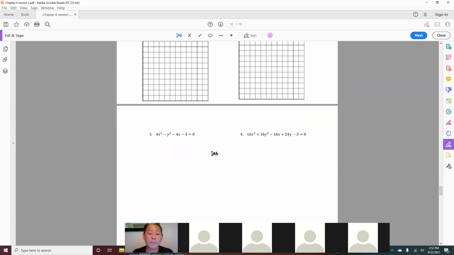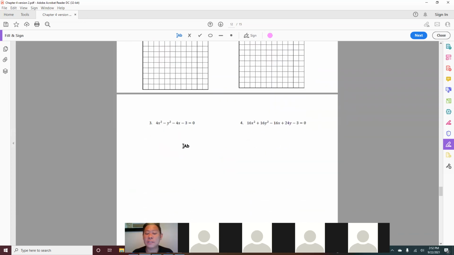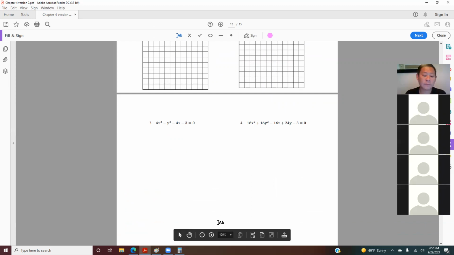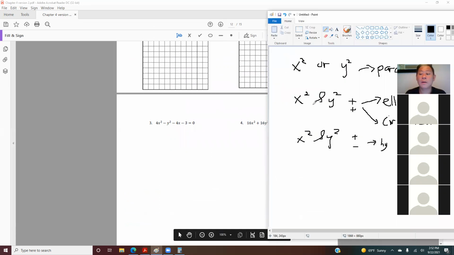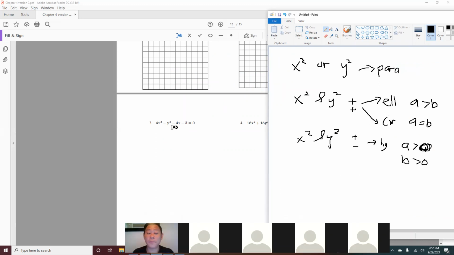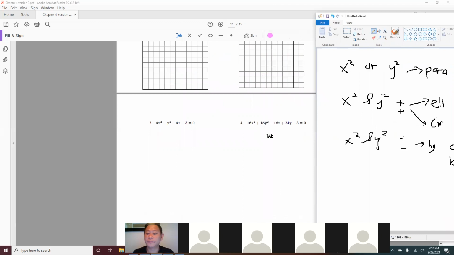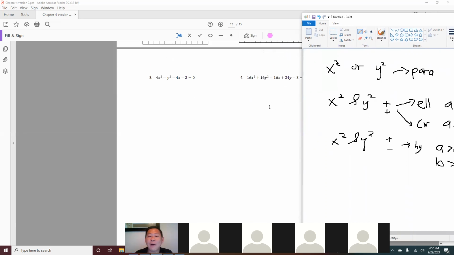Okay. How about number 3? Is that a parabola, ellipse, circle, or hyperbola for number 3? Hyperbola. This one is a hyperbola because both of them are squared and one of them is positive and one of them is negative. How about number 4? Circle. It can be a circle, it can be an ellipse, because we don't know what your A and B are yet. So you can tell by just looking at it.